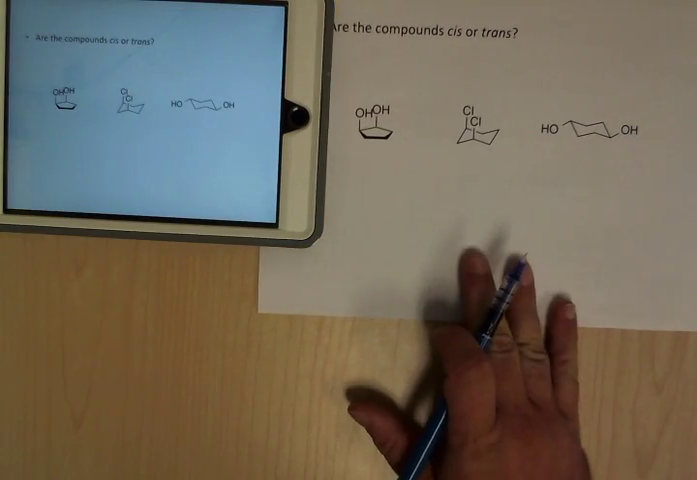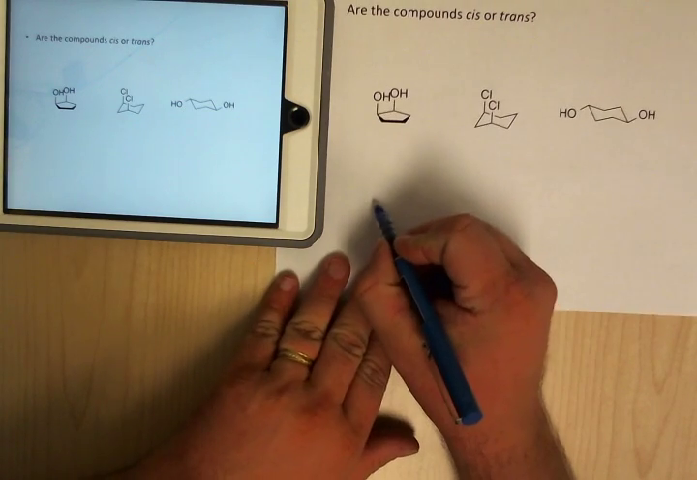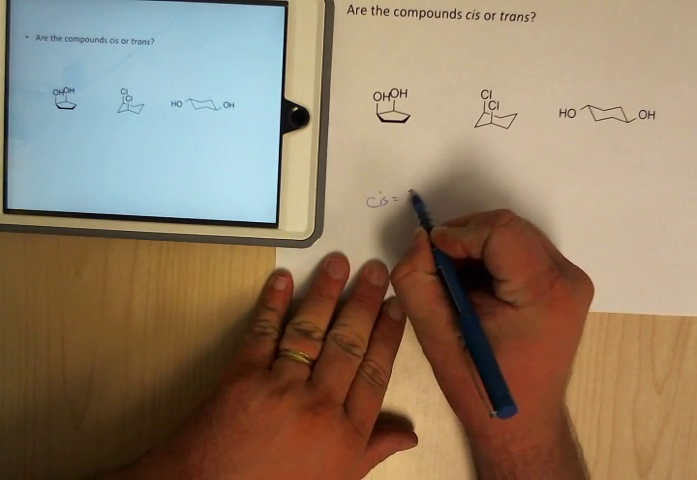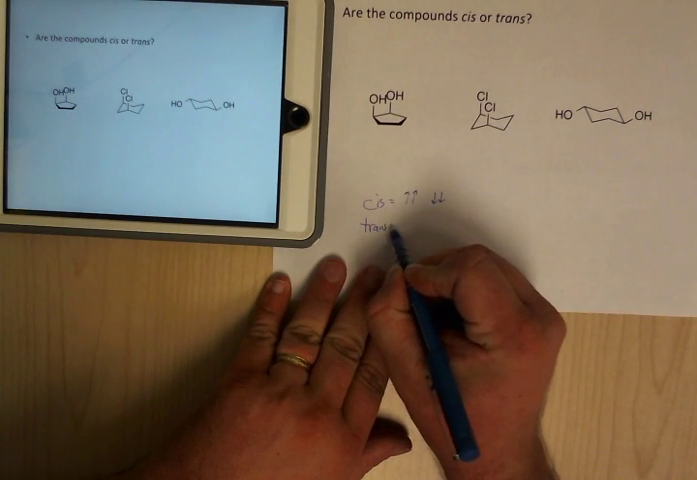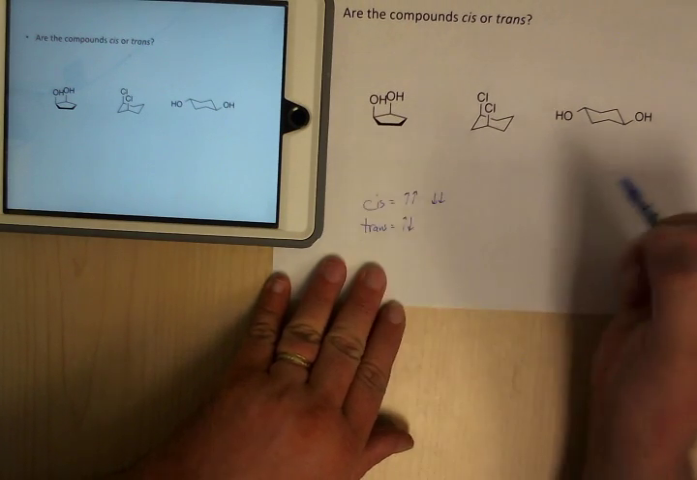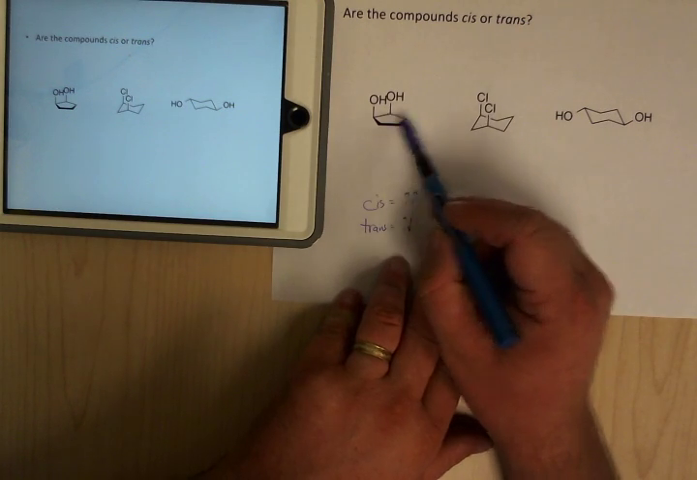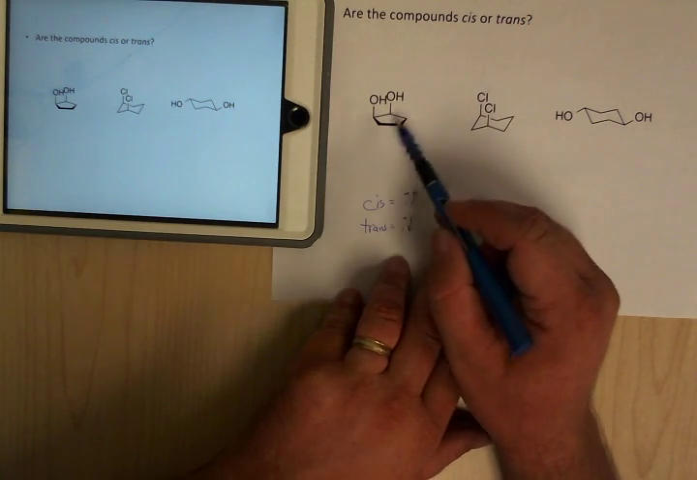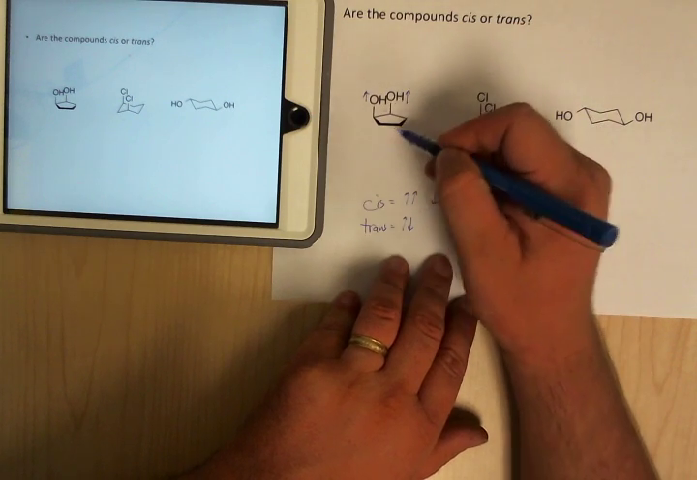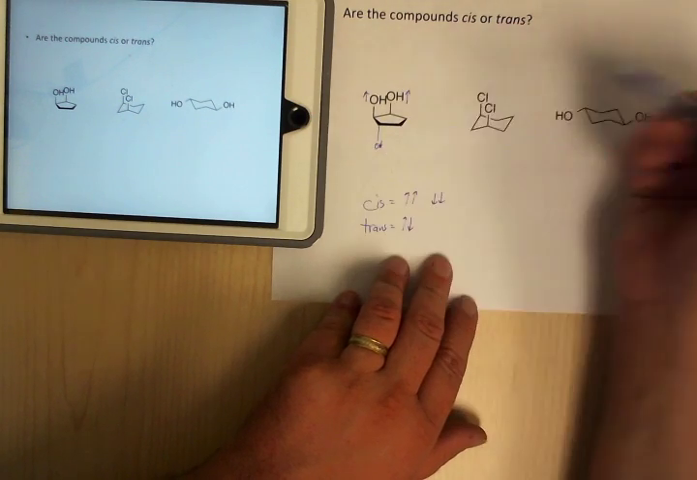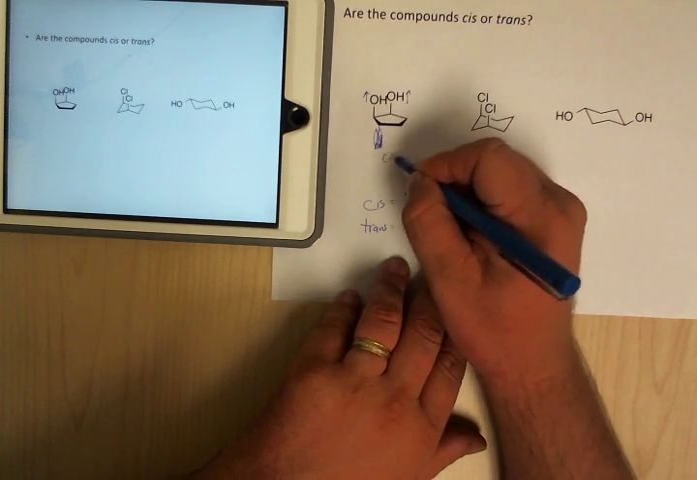Okay, next up, cis and trans. So cis equals either both up or both down, while trans means one up, one down. For the cyclopentane, it's pretty easy. This is up, and that's up, because a down would look like that. So they're both up, so this is cis.